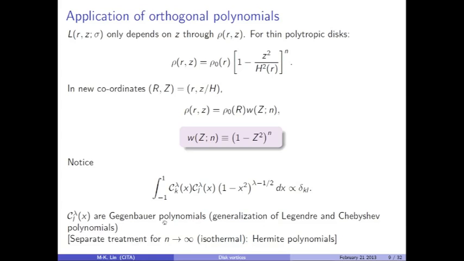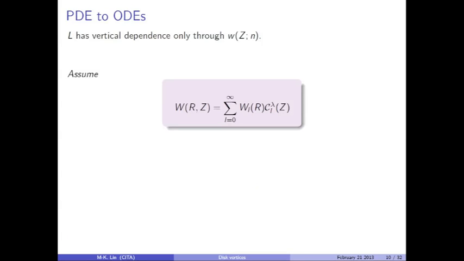This actually turns out to be very useful because it means if we assume this functional form for the solution, so my eigenfunction or my enthalpy perturbation, which is a function of both coordinates, is written as a series of radial eigenfunctions, WL, which takes care of the radial dependencies, multiplied by one of these orthogonal polynomials, CL, where CL takes care of the vertical dependencies. I want to stress that this is actually an assumption.